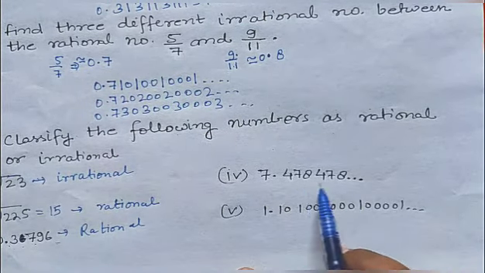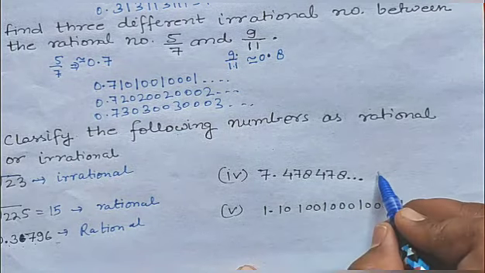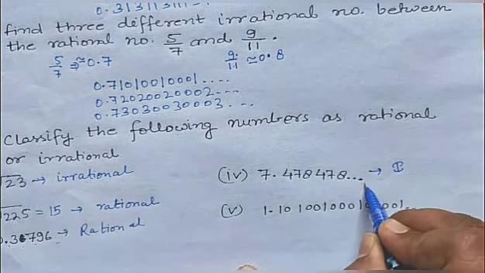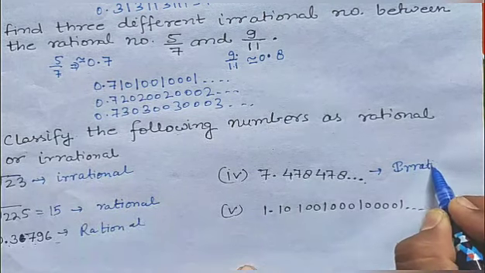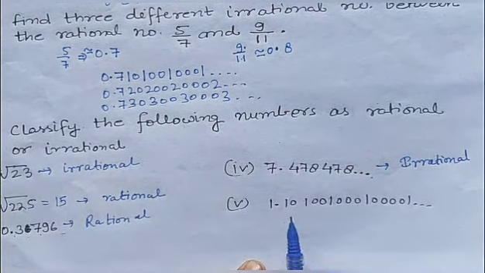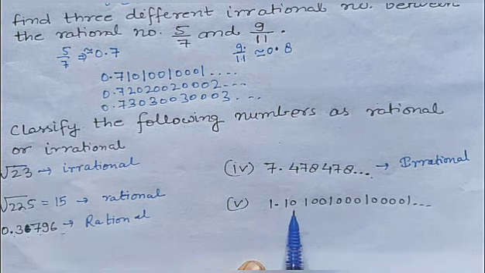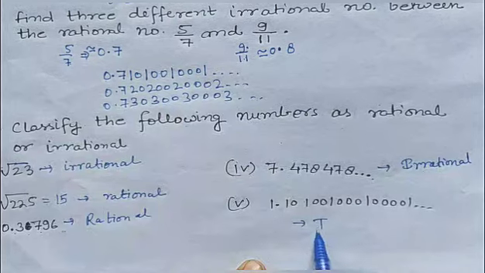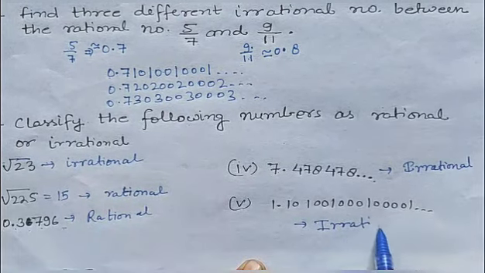7.478478. No block is getting repeated, and it is non-terminating also, so it will be irrational. And this number, you know very well that the number of 0s is increasing, so no pattern will follow here, so it will be irrational.